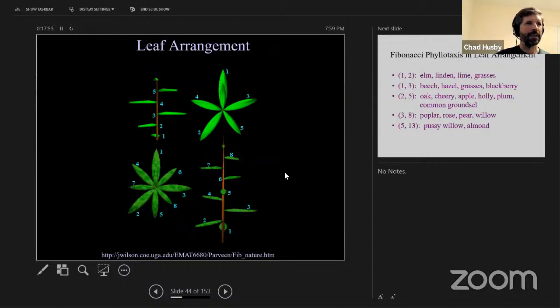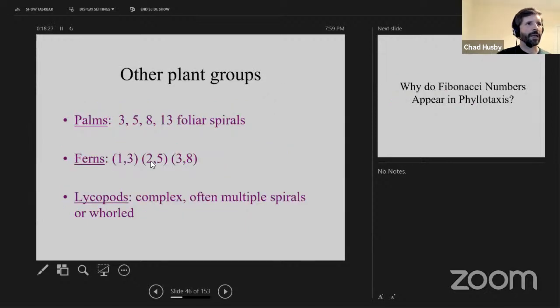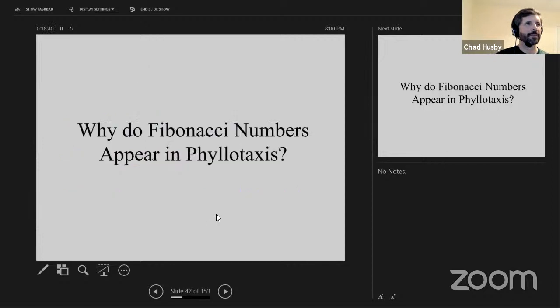And you can tease this out if you carefully count how many times you go around the stem to get from one leaf to another on a tree branch or another kind of plant branch. The number of times you go around the stem and the number of leaves you pass going there are usually Fibonacci numbers. And the Fibonacci numbers you get in leaf arrangements come in different pairs depending on the type of tree, getting up to 5 and 13 in some of them. And palms certainly have these kind of Fibonacci spirals. Ferns even, and lycopods tend to be a little more complicated, some of these ancient plants.